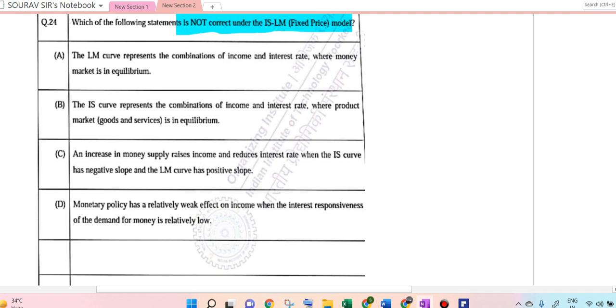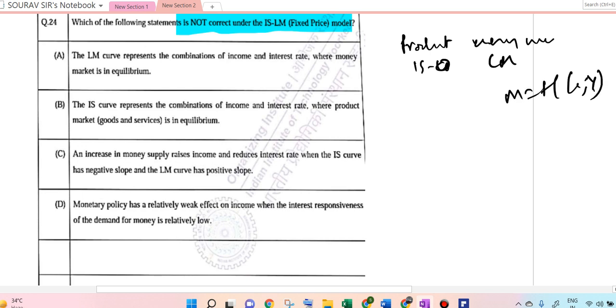The IS-LM structure provides the intersection between the product and money market. So this is the IS and this is the LM. M equals a function of L and Y. This is a simple Y equals C plus I format.